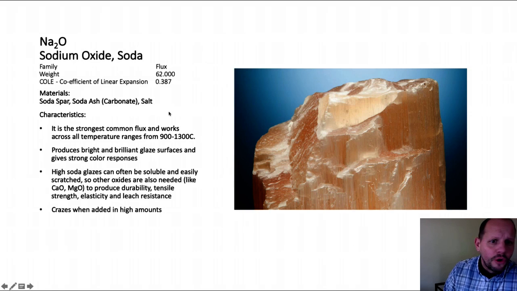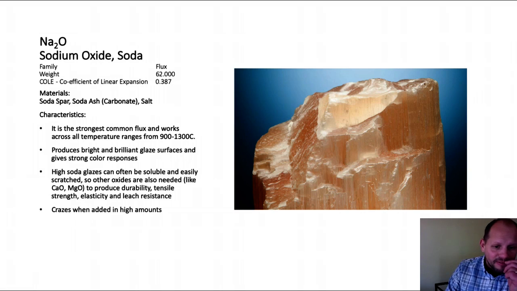Okay, here we go. Sodium. Again, it's very, very similar to potassium. This is a really common flux. It's the strongest flux across all temperature ranges. It says from 900 to 1300 Celsius. Basically, you're looking at like 1500 or 1600 Fahrenheit to 2300 to 2400 Fahrenheit. Okay. Produces really bright and brilliant glaze surfaces, gives really strong color responses.